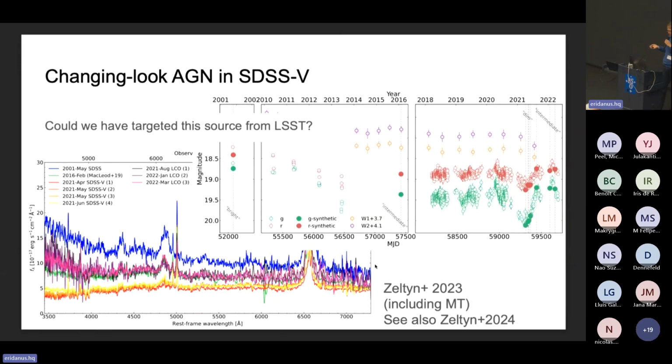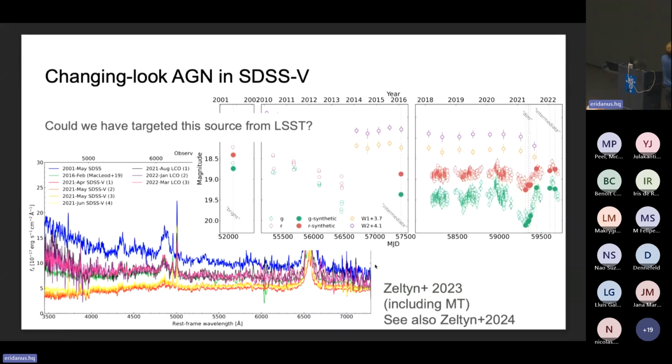So this does raise the question: could we have targeted this source from LSST? This is a light curve from various data sets, and I'll talk you through it slowly. On the x-axis is time in days, and the top axis gives you years, which is probably easier to think about. The archival SDSS spectrum was taken back in 2001 in the so-called bright state, and you can see the archival photometry matches. The open symbols are photometry, and the filled symbols are the spectroscopic epochs, effectively the synthetic photometry from the spectrum.